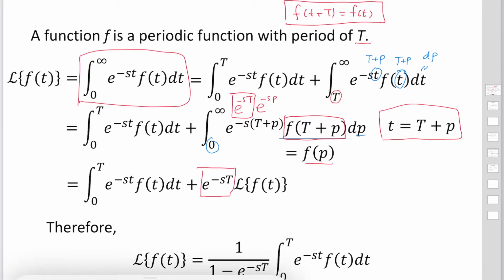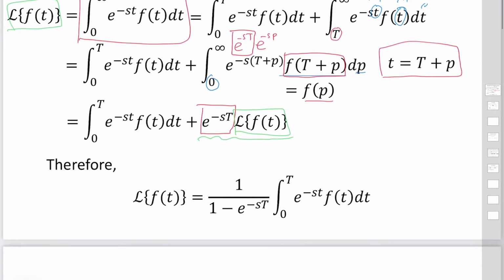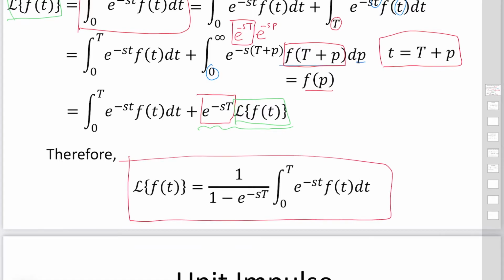So we have the same expression of the Laplace transform on the right-hand side and the left-hand side. Then we move the second term to the left. Then finally we have an expression for the Laplace transform of the function f. In this expression we find the Laplace transform of f with a definite integral. The lower limit is 0 and the upper limit is capital T, which is the period of the function.